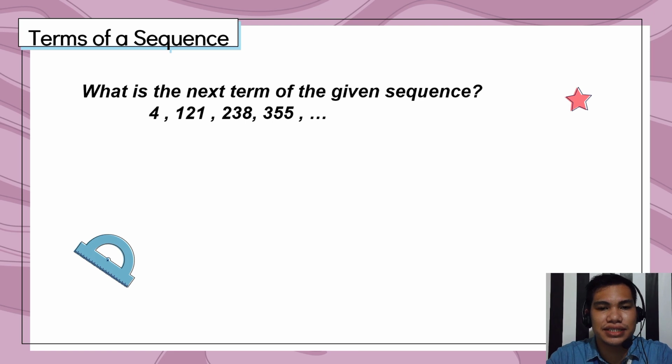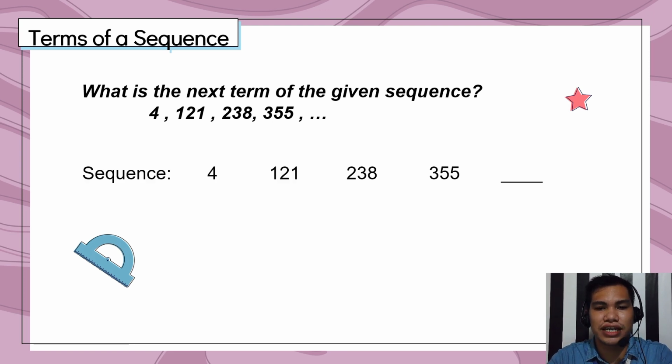What is the next term of the given sequence? So kani daw ko na tong sequence nga sunod, 4, 121, 238, 355, and so on. Yang pangutana, unsa daw ang sunod nga sequence? Sige, we'll be constructing a difference table. So, butang na to ang atong sequence. We have there 4, 121, 238, 355, then blanco, no? Kay sulbon man nato ng blanco diha kung kinsa ang sunod.